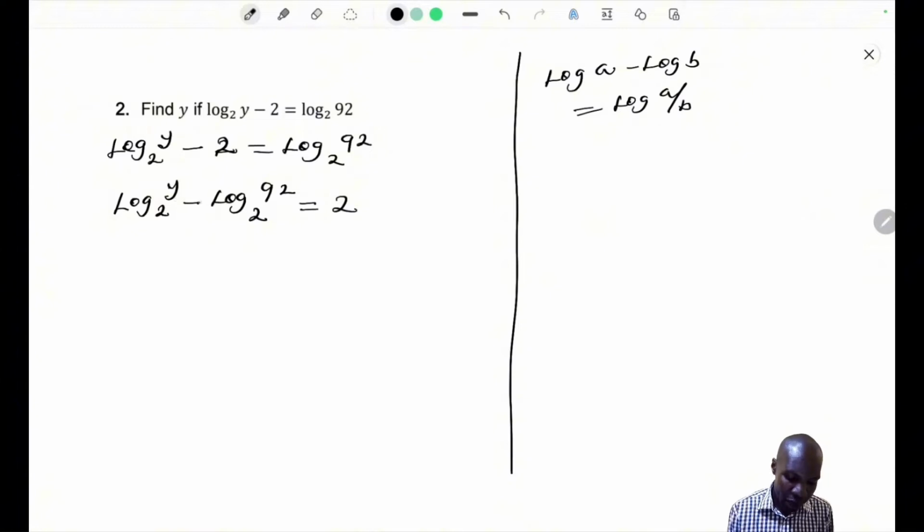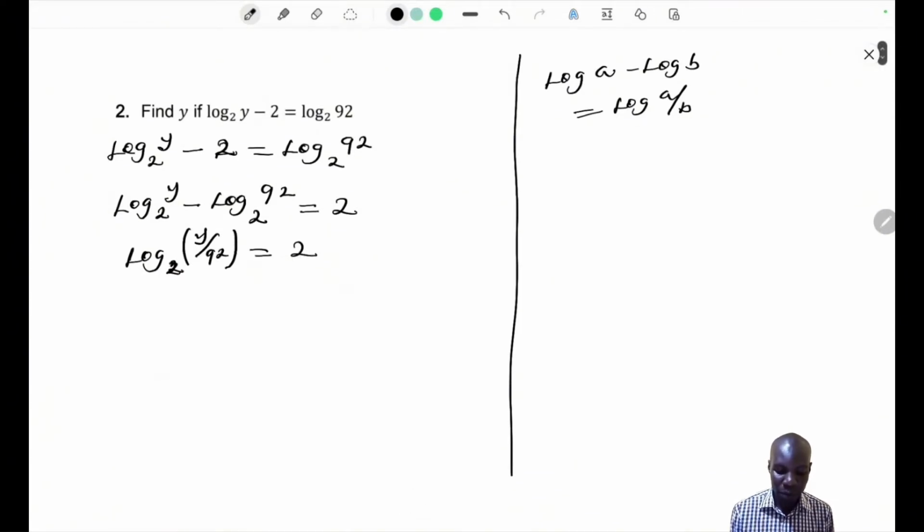So log of y minus log of 92, everything to base 2, is the same as log of y over 92, everything to base 2, equals 2. Then we want to do away with the log to base 2. So for us to do away with it, on the right hand side, we must convert 2 into log of something to base 2, so that by the end of the day, we still have 2.